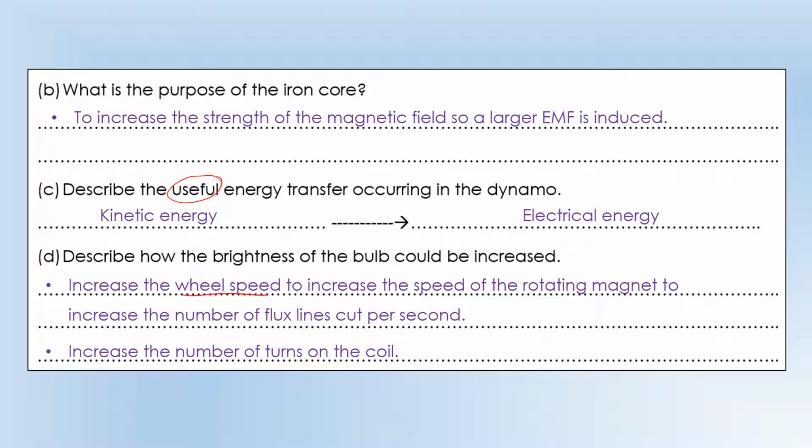Okay, the other thing we could do is increase the number of turns on the coil. So again, we've got more flux lines cutting conductors every second. That would work as well.